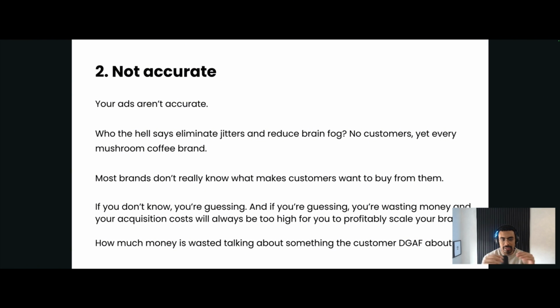The best example is mushroom coffee brands. Every single mushroom coffee brand video ad that I've seen talks about how you can eliminate jitters and reduce brain fog. That is not what customers are saying to each other, right? It's not what customers are really thinking, but yet it's what every mushroom coffee brand says. And that is not that accurate. And look, we've tried it as well. And if you're doing it right now and you're not getting the results, I'm telling you, just stop talking about that exact messaging.